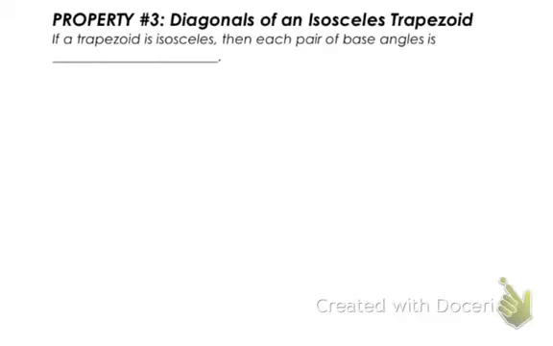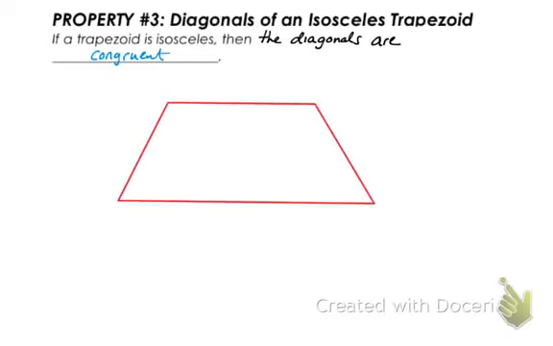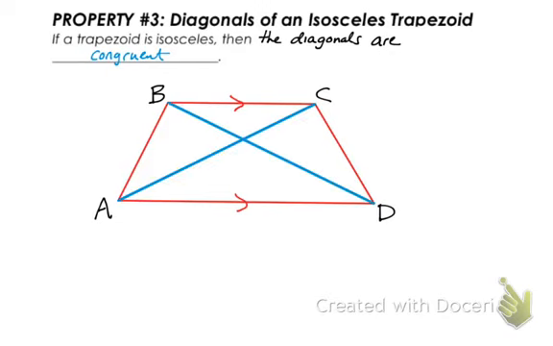Alright, so the last property with the isosceles trapezoid is about the diagonals, and if a trapezoid is isosceles, then the diagonals are congruent. So let's draw a trapezoid and label the vertices A, B, C, D. So if we draw a diagonal AC and draw another diagonal DB, those two diagonals are congruent to one another.